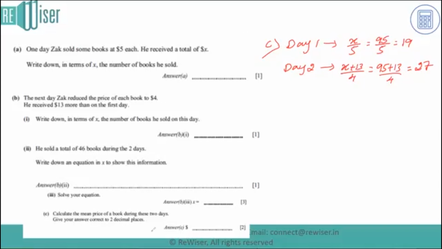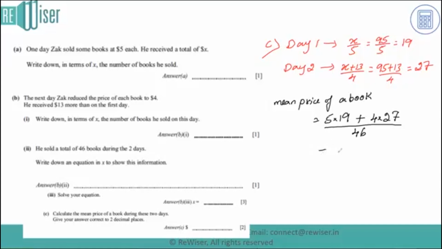So if I want to calculate the mean price of one book, it will be equal to, on day 1, whatever the books that we have sold, the cost would be $5. So that means it has to be 5 times 19. And on day 2, the cost is 4, so that has to be 4 times 27. And this entire thing is divided by the total number of books, which is 46.